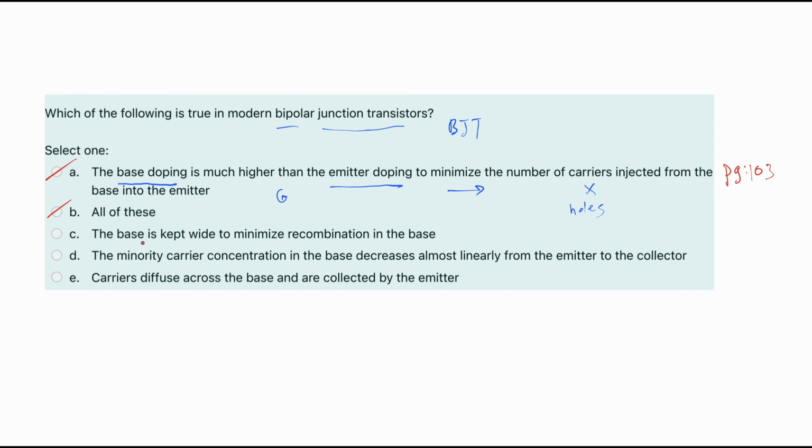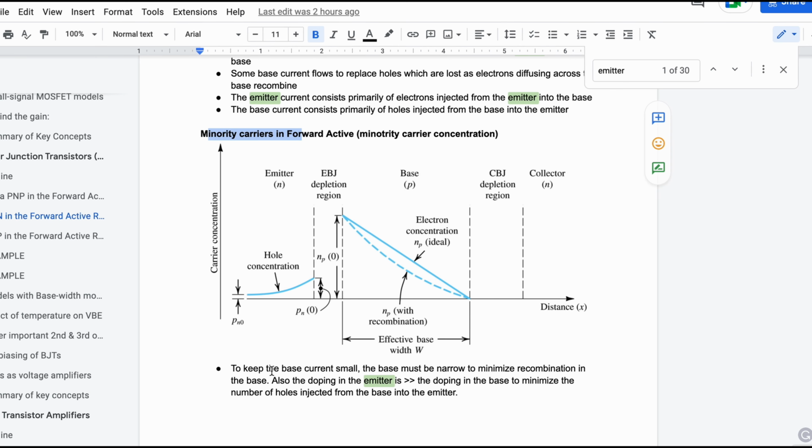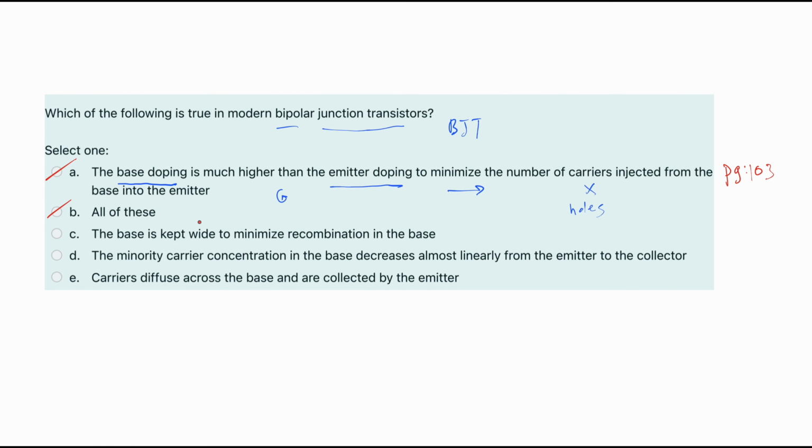The base is kept wide to minimize recombination in the base. Let's look at this. So to keep the base current small, the base must be narrow to minimize recombination in the base. The base must be narrow. And it says the base must be kept wide. So this is incorrect because it needs to be narrow. So this is wrong.